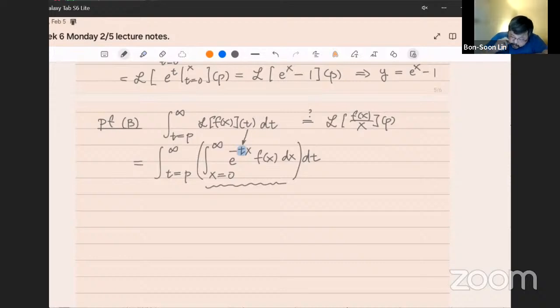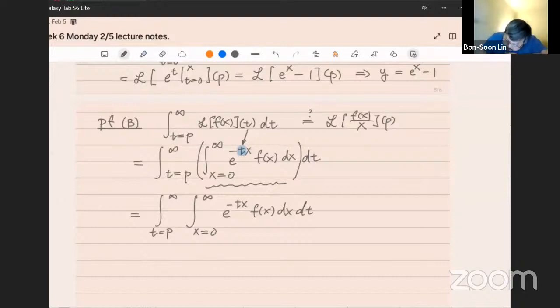So what is this? Now the result, of course, is a function of p. That's because we end up with a p right here. This integral is a double integral. t going from p to infinity, x going from 0 to infinity, e to the minus tx, f of x, dx, dt. And this is this double integral. Let me draw the region out again for this.